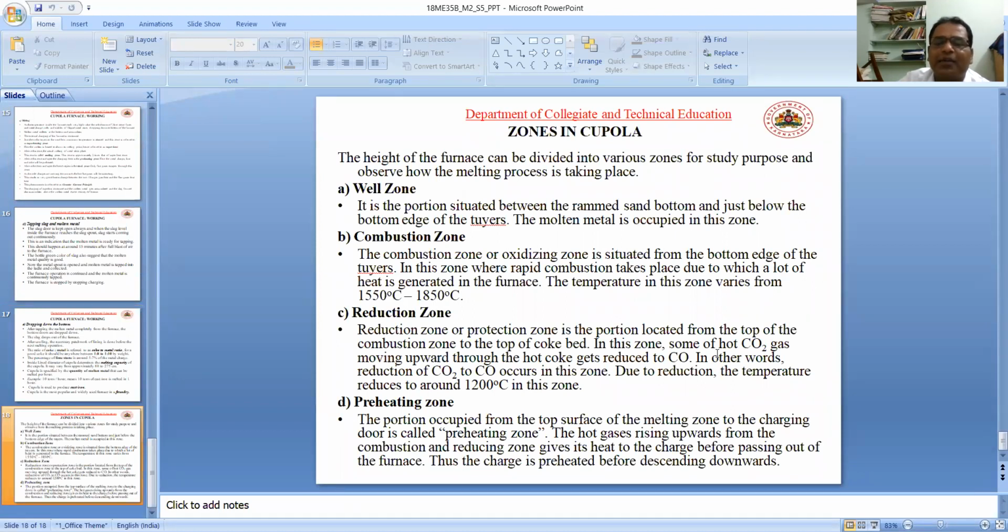The reduction zone or protection zone is the portion located from the top of the combustion zone to the top of the coke bed. In this zone, some of the hot CO2 gas moving upward through the hot coke gets reduced to CO. In other words, reduction of CO2 to CO occurs in this zone. Due to reduction, the temperature reduces to around 1200 degrees centigrade in this zone. Here, exchange of heat from hot gases to charge will take place.